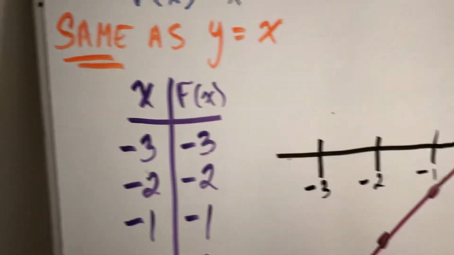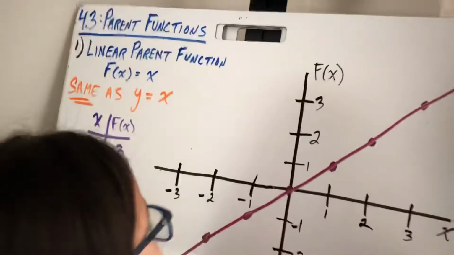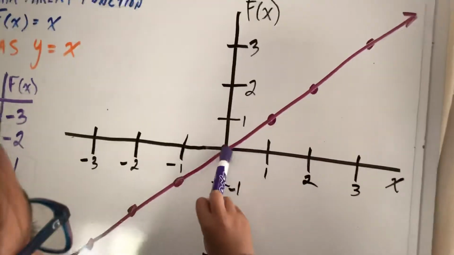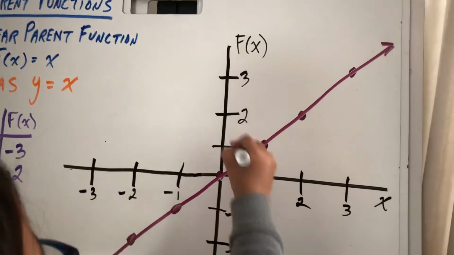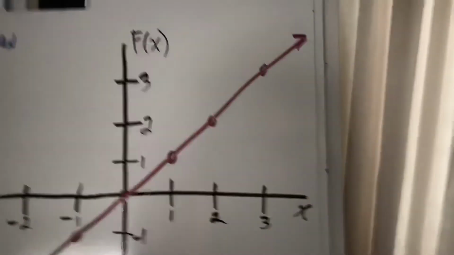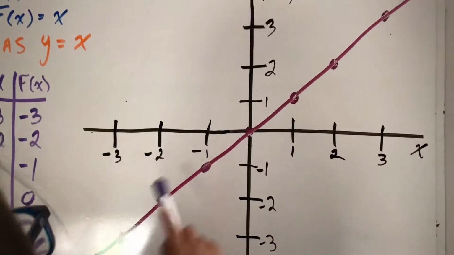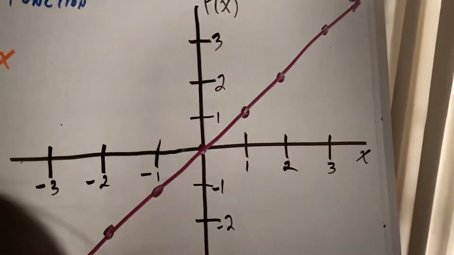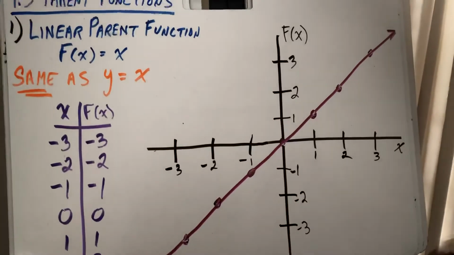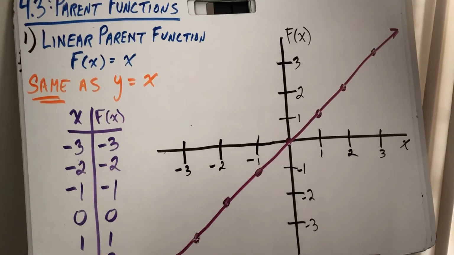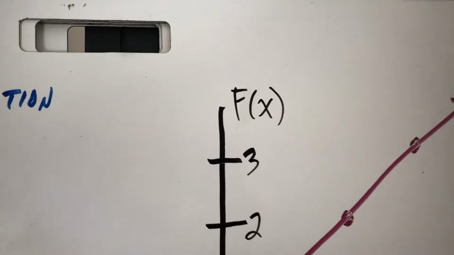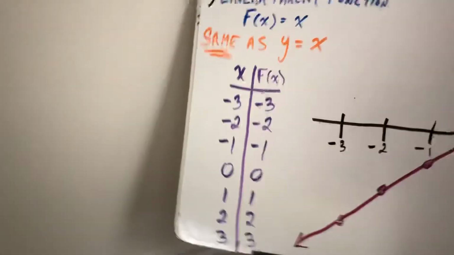And we plot that on a graph, right? Adriana, can you show me where 0, 0 is? Right here. Can you show me where 1, 1 is? Here. Where's 2, 2, 3, 3? Where's negative 1, negative 1? Negative 2, negative 2. Negative 3, negative 3. Very good. And you draw the line. That is the basic f of x equals x, which is the same as y equals x. Where this is your x-axis and this is your y-axis, but we're calling it f of x.